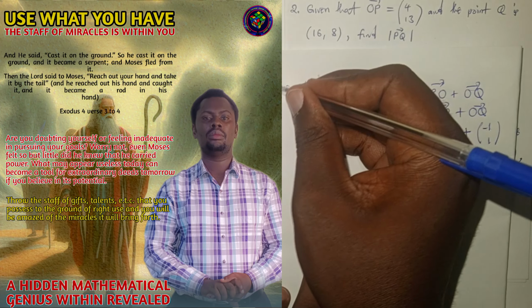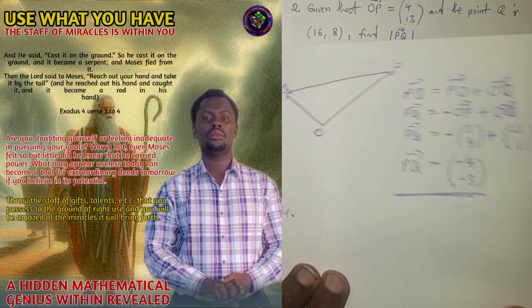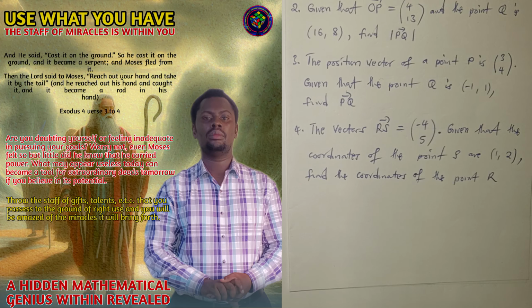Okay, that is question 3. We go to question 4. Question 4, the vector RS is equal to (-4, 5). Given that the coordinates of the point S are (1, 2), find the coordinates of point R.